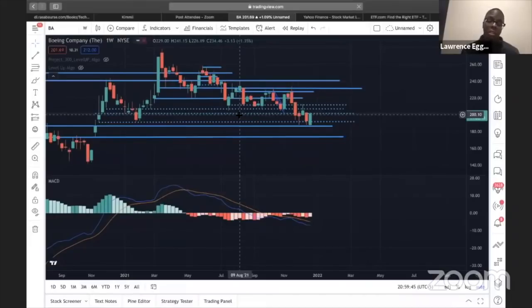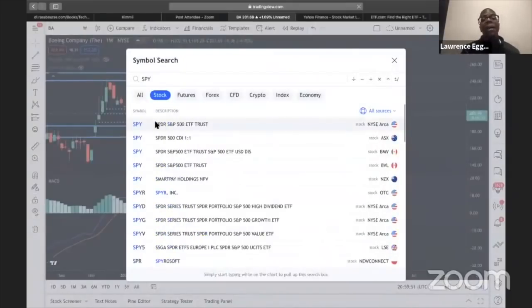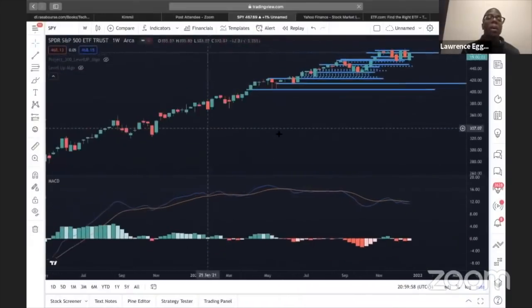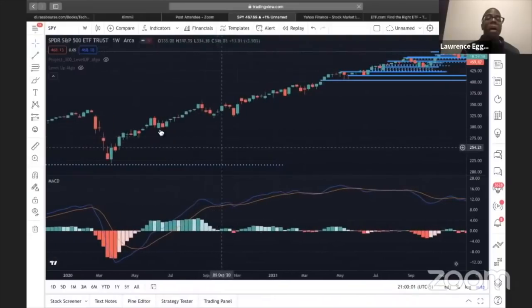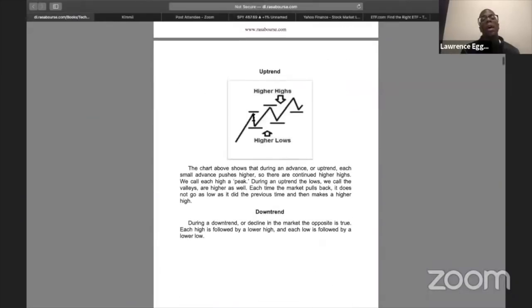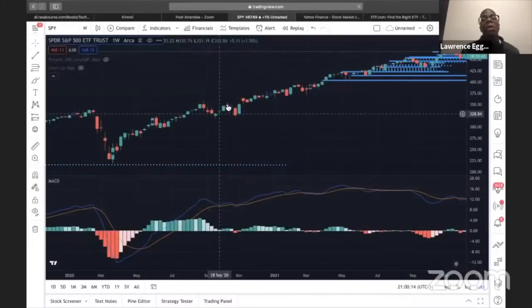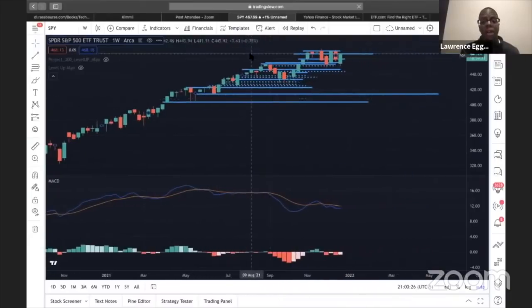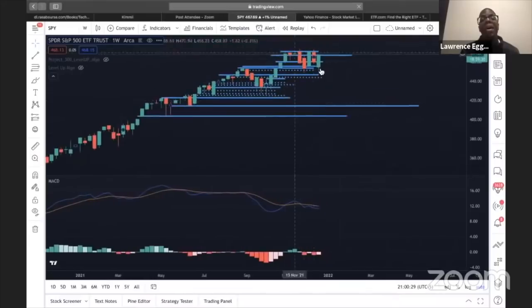When we see a stock that's consistently making higher highs and higher lows, this is why, for example, the S&P 500, the SPY, which measures our overall market, consistently continues to go up. The SPY over time has been making higher highs and higher lows. So this is what makes up a chart: higher high, higher low. As we continue to see, the S&P 500 has consistently been making higher highs and higher lows, which is why it is at an all-time high.